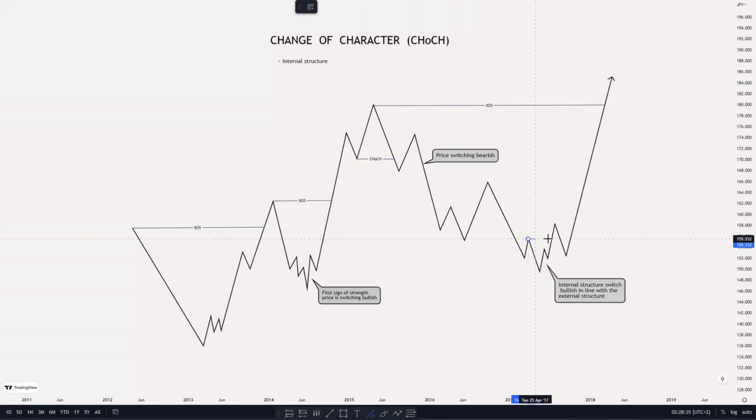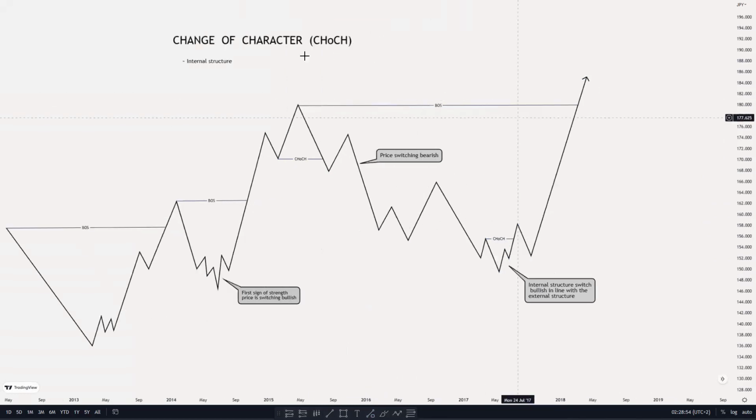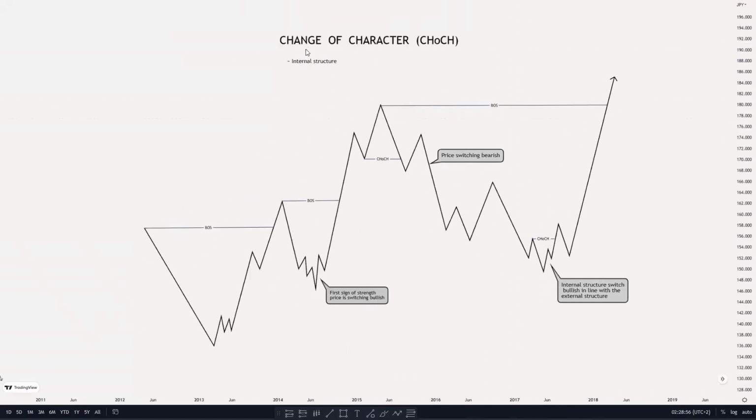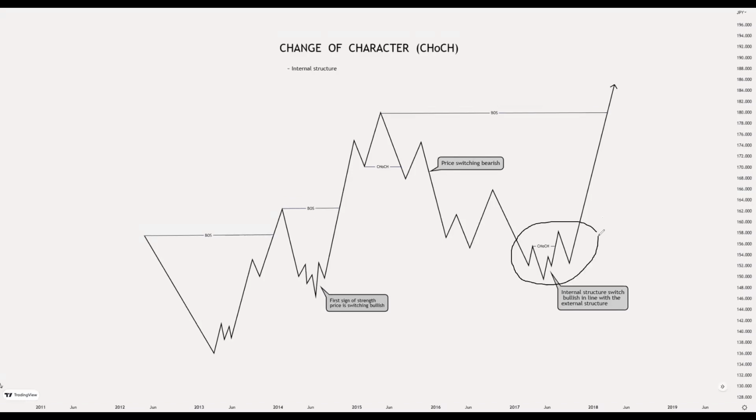Okay, so this is a change of character. So what happened is the price switched, it actually changed character, and now both external structure and internal structure are aligning, they're both bullish. So these are the mostly paying trades.